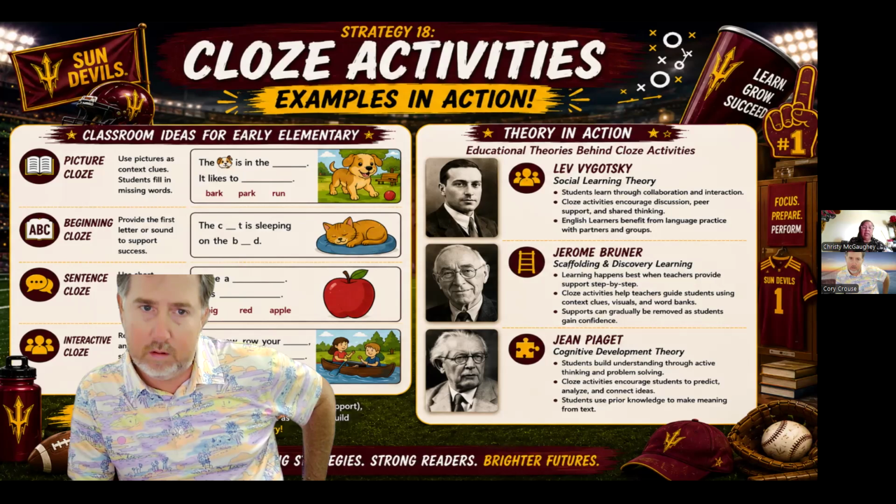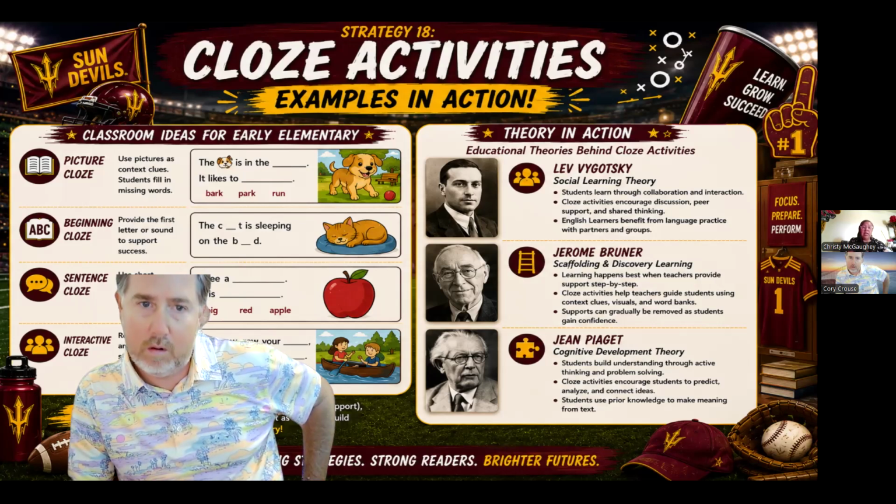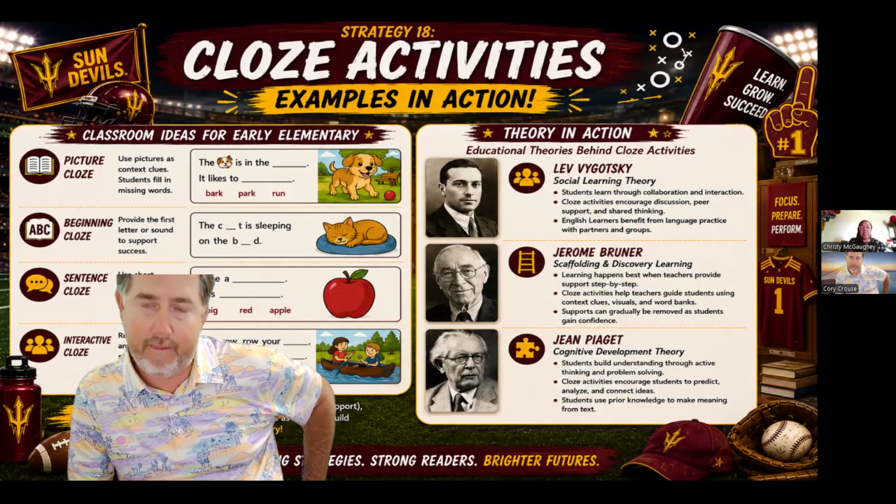And then the beginning cloze, we provide the first letter or sound to support success. So we want them to fill in the blank, like what letter comes next. So we want to say, "the C blank T is sleeping." So they would have to figure out what vowel goes in the middle. So that would be A.